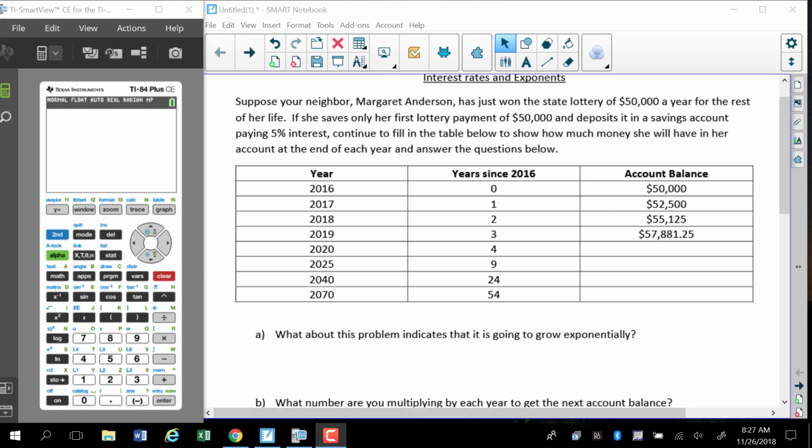All right, for this section, we are going to be looking at interest rates and exponents. We're going to be using a problem just called a lottery problem, where you have a large sum that you can deposit in a bank account and gain interest on. So we're going to use $50,000 and 5% interest.